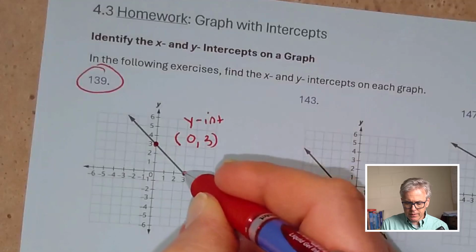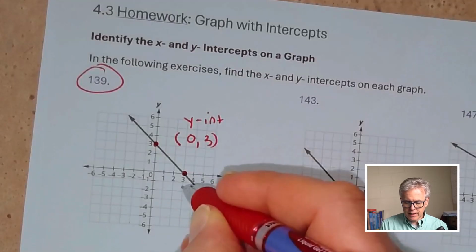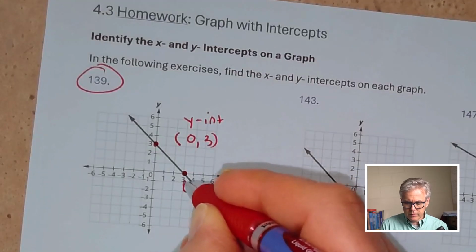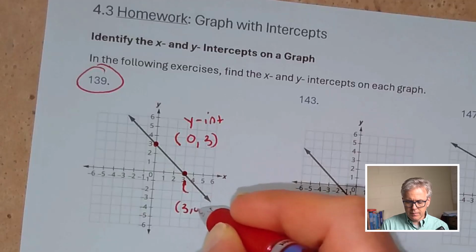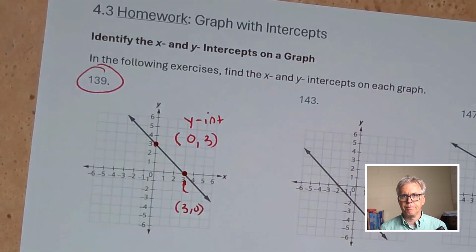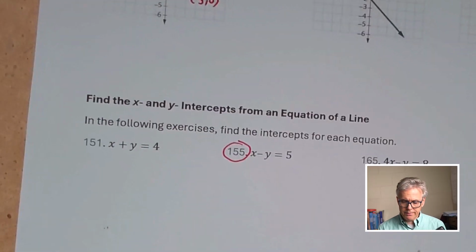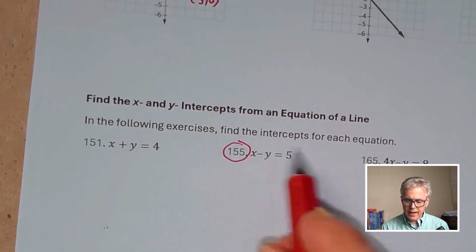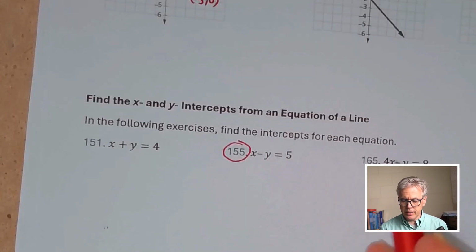How about the x-intercept? Right there. So the x-intercept is at 3, 0. Don't flip those. Okay, how about number 155? In the following exercises, find the intercepts for each equation.